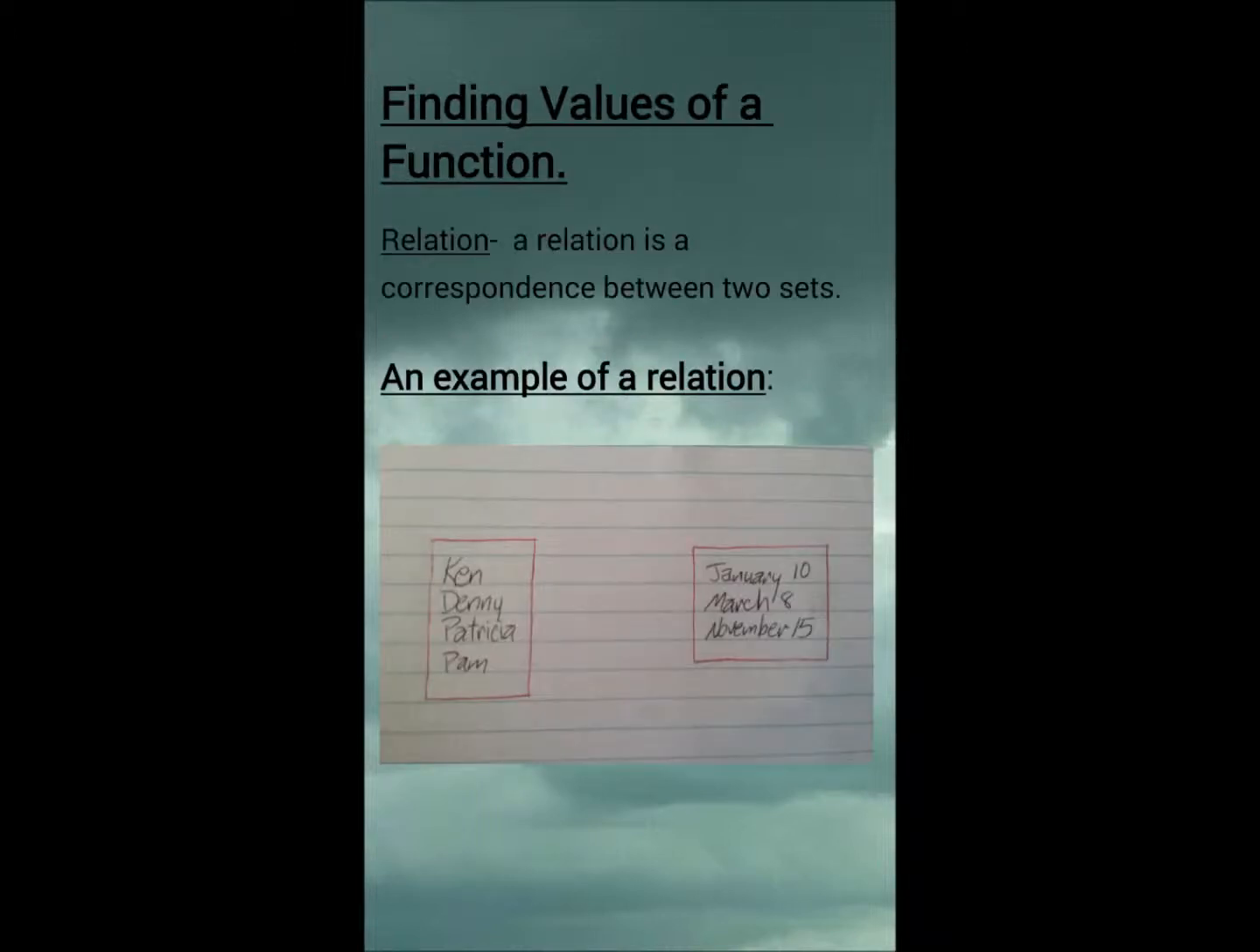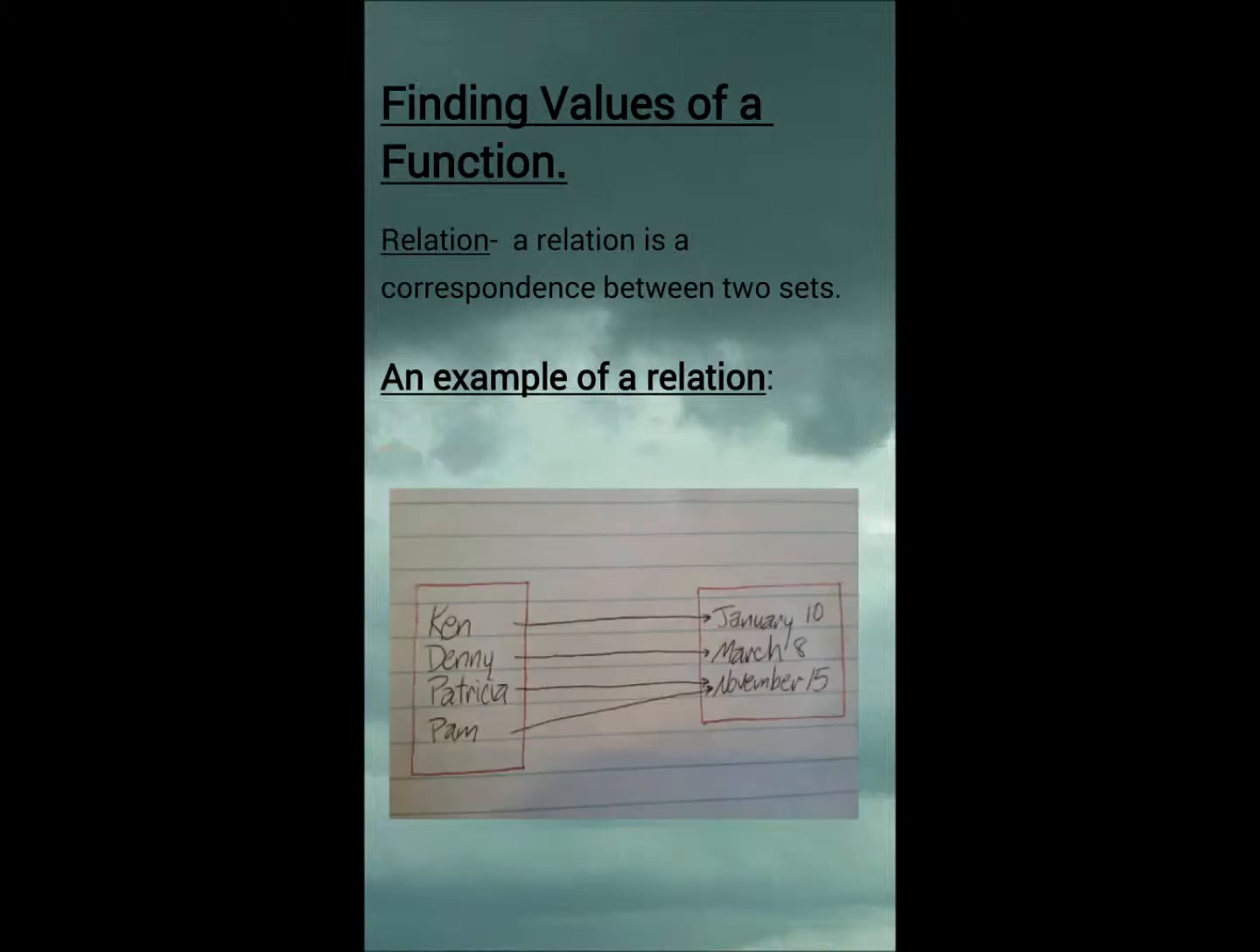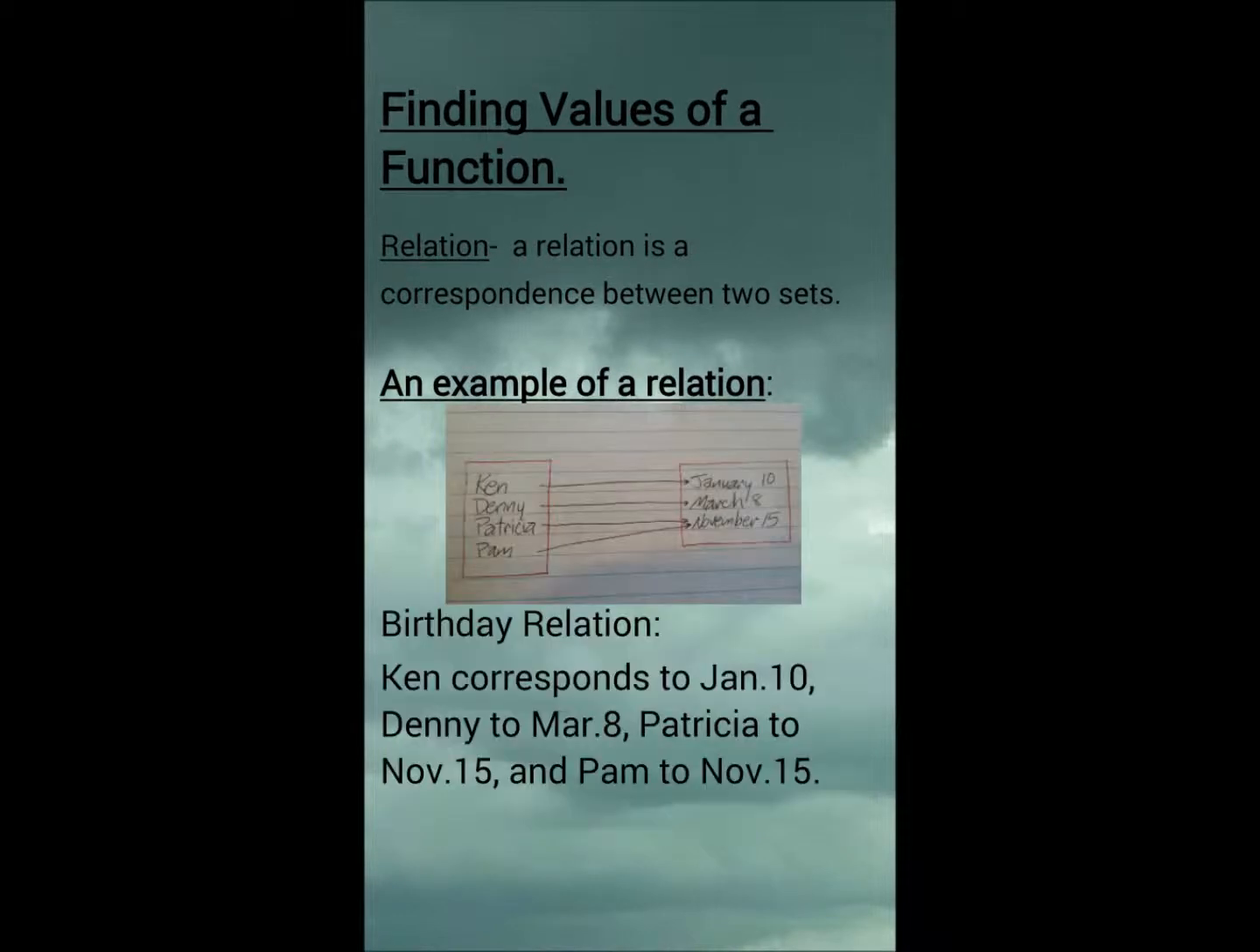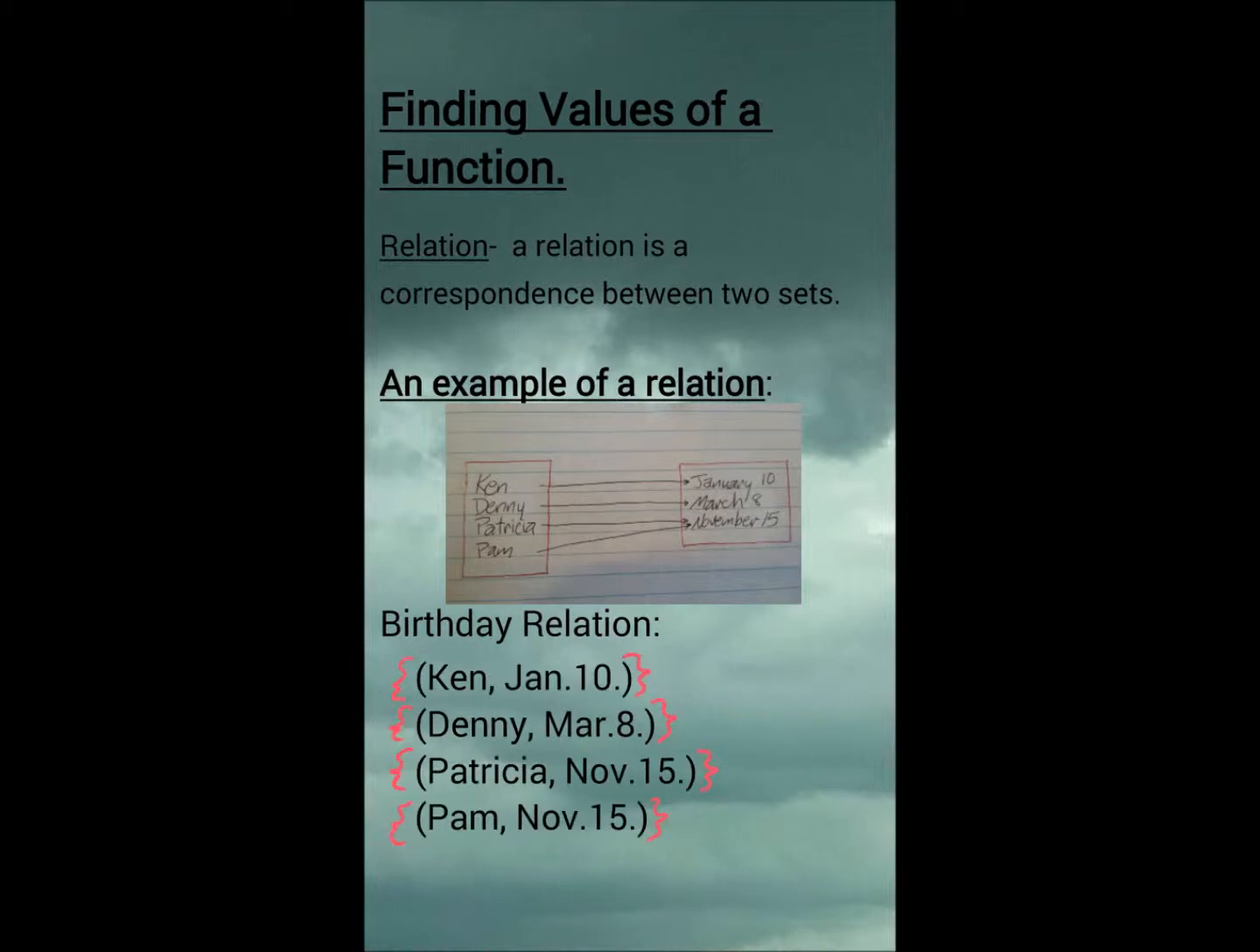So here's an example of a relation. We have Ken corresponds to January 10th, Denny corresponds to March 8th, Patricia corresponds to November 15th, and so does Pam. This is a birthday relation, and we'll place those in brackets.